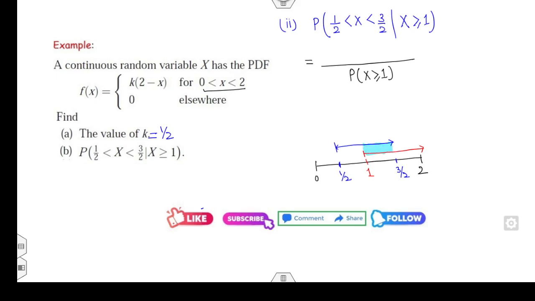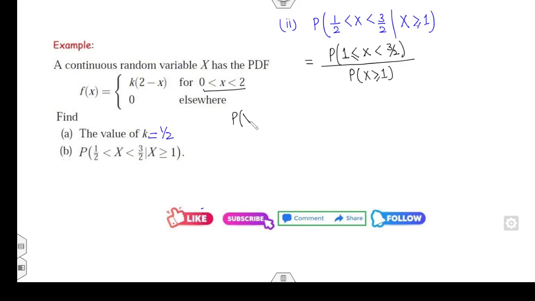So how can you write these numbers? That means the probability of 1 ≤ x < 3/2. You can see the 1 has equality, so I can write it with the equality. Fine. Now I can solve both the components separately. So firstly I can find the denominator, x greater than or equal to 1.